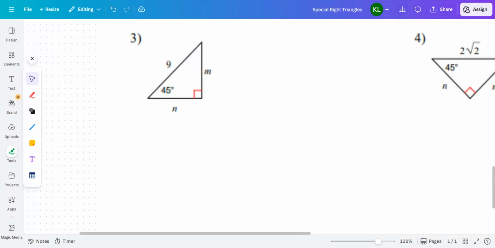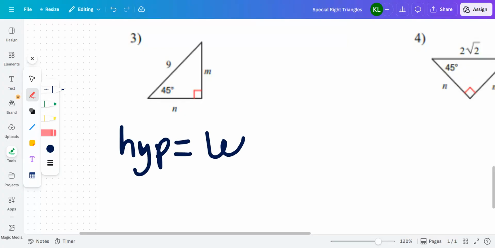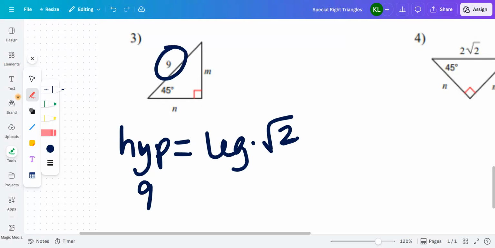Okay, so let's look at number 3. Here our hypotenuse is 9, and we're looking for our legs. Now, this one's not so straightforward, but we are going to pull in that same fact that our hypotenuse is equal to our leg times the square root of 2. We know the hypotenuse is 9, so let's substitute that in there. We don't know our leg yet. I like to use x for my leg because of that diagram that we made together. So anyhow, we're going to have 9 is equal to x times the square root of 2.